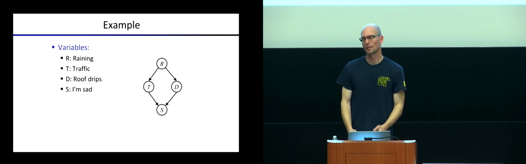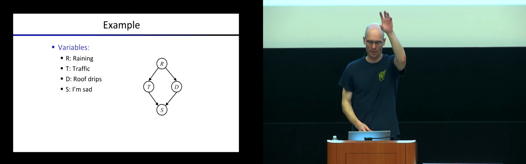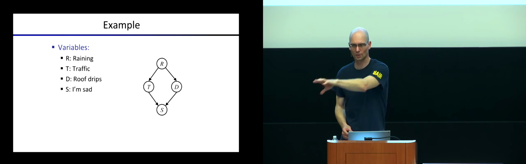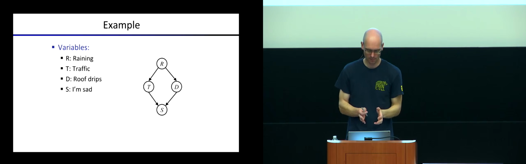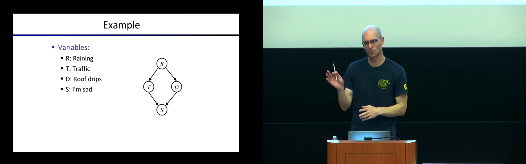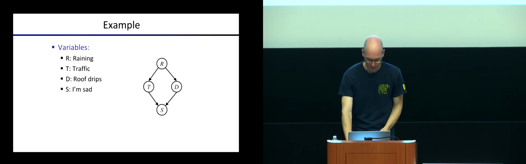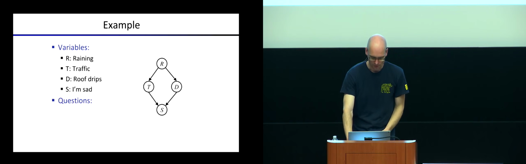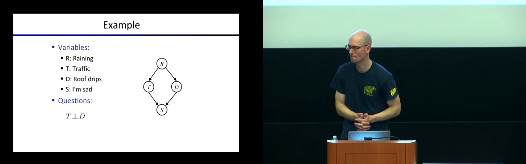Here's another example. In this one, sometimes there's more than one path between nodes. Say it could be raining, which could cause traffic, which could also cause, maybe independently, the roof to drip or not, and then you could be sad either because the roof is dripping or because there is traffic. Okay, questions. Is T independent of D? Let's have you think about this for about 30 seconds, talk with your neighbor, and see what you come up with.